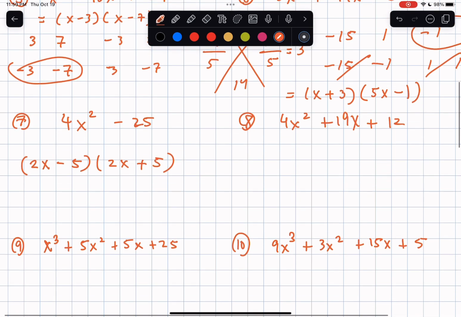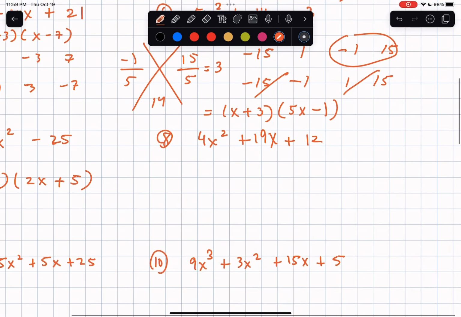And the reason this works is because you have a negative and a positive, right? This is negative, this is positive. So that equals a negative, which is here. And then 5 times 5 is 25, and 2x, if you square it, you get 4x squared. So yeah.